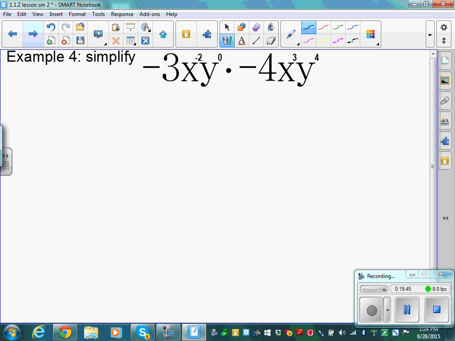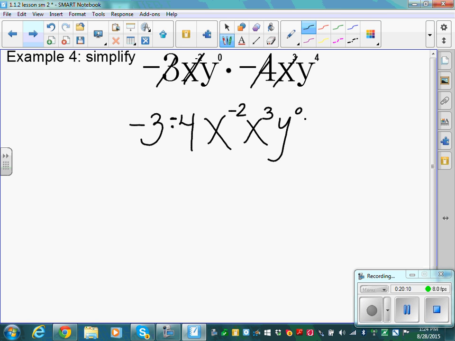All right, one more. Let's see, we have negative 3x to the negative 2 times y to the 0 times negative 4x cubed y to the 4th. Let's reorder this as negative 3 times negative 4, and then I have x to the negative 2, and then I have x to the third. I'm just crossing these out as I go. And then I have y to the 0, and I have a y to the 4th, and we're multiplying these things. And now we'll just simplify it piece by piece.